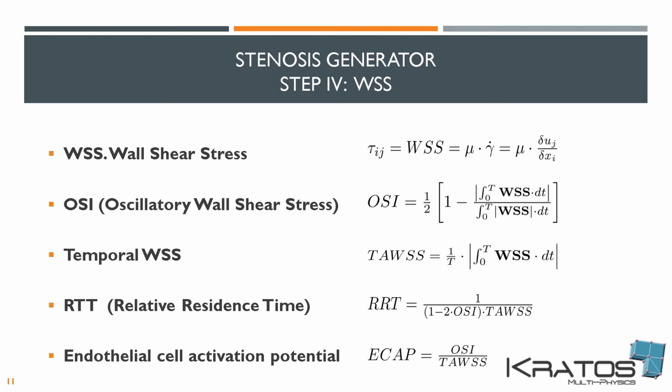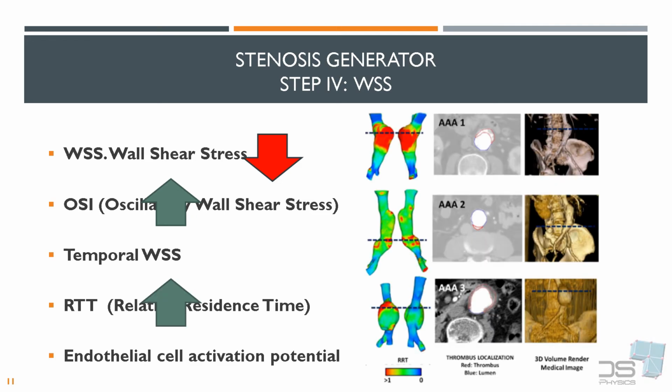Even more, these parameters can be associated with other cardiovascular diseases. For example, low wall shear stress, high oscillatory shear index, and high relative residence time have been correlated with increased uptake of inflammatory markers in the vessel wall and may improve risk stratification of the abdominal aortic aneurysm.